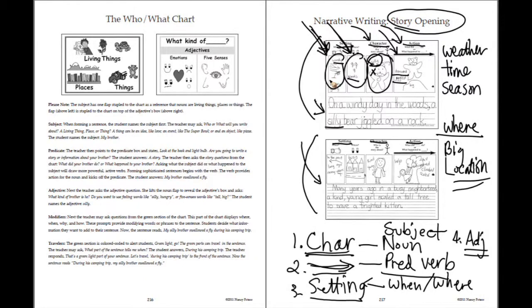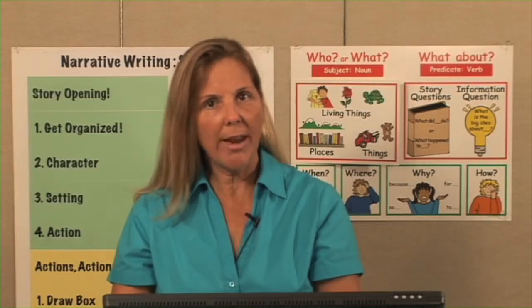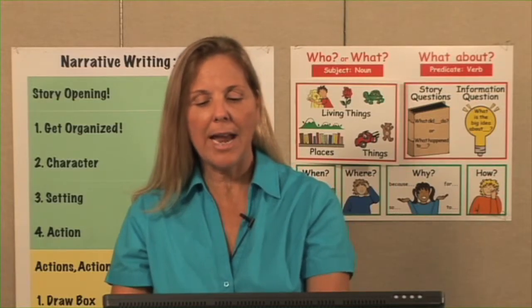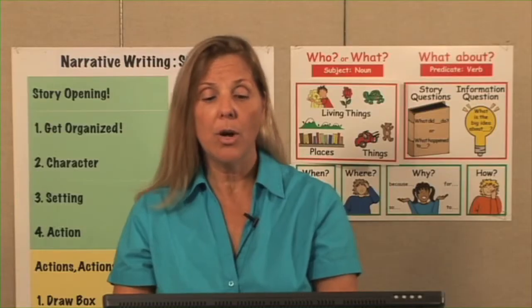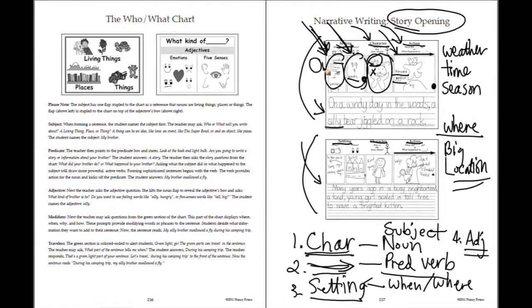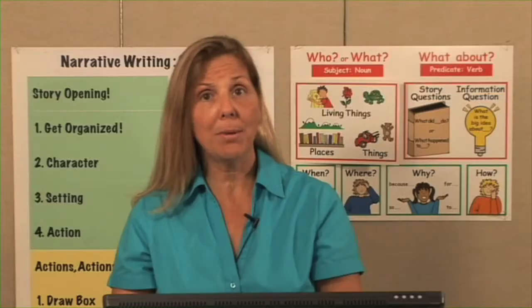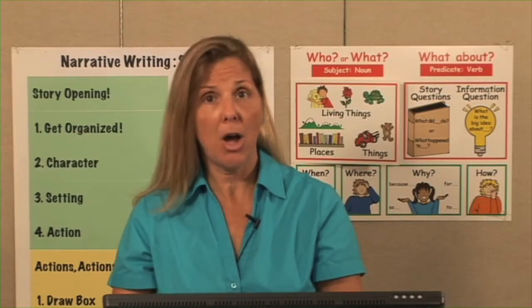Now we go back and we read the whole sentence. On a windy day, in the woods, the silly bear, or a silly bear, jiggled on a rock. Once we like our sentence, then we go back and we add our punctuation. Here's our comma, here's our period. I would also say that you may want to add the word on and make sure that you have that capital O there. Many times when you're doing this, you may want to color code the capital, the commas, and the periods so that the students see that that pops.